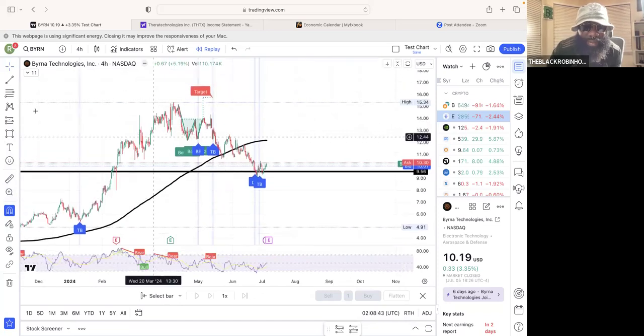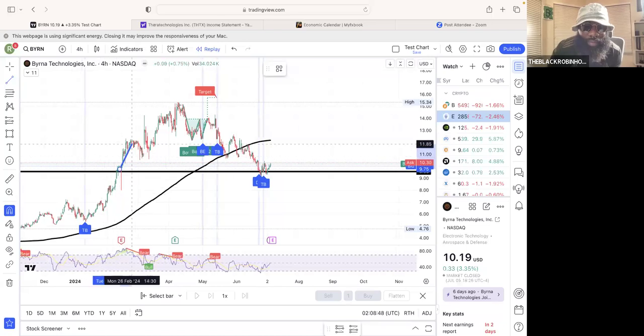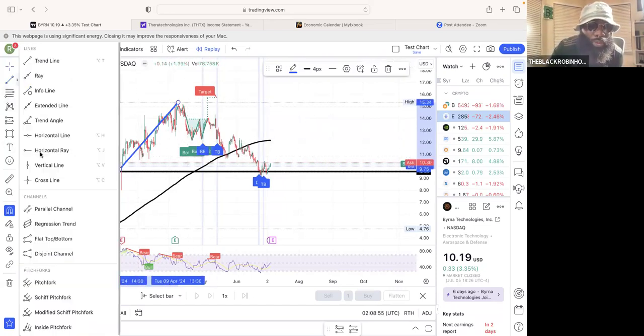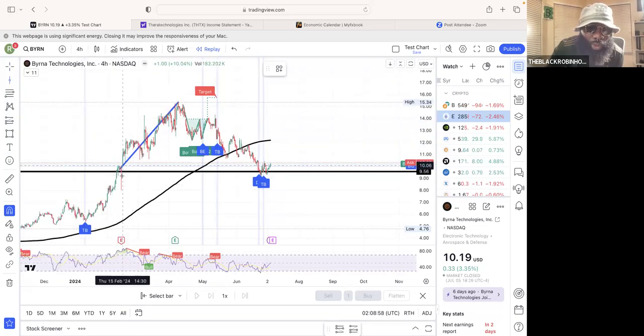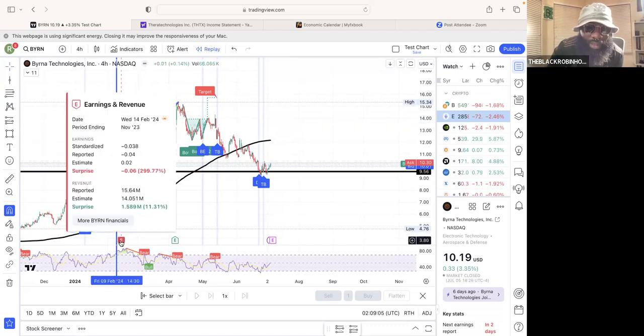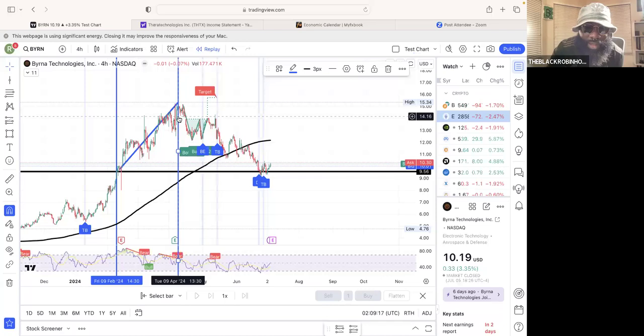$9.56. Then it went from 9.56 to $15. So the question is, how long did it take for it to go from this zone the last time? It was February. What happened? They beat, and then they missed the earnings per share. And then it popped. So from February to the peak, 3 months.